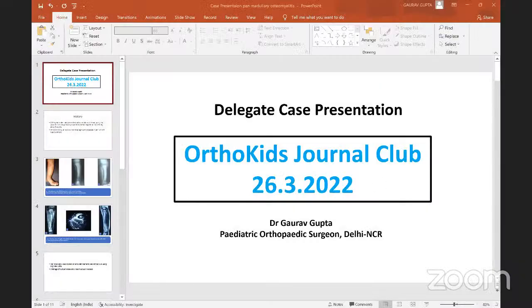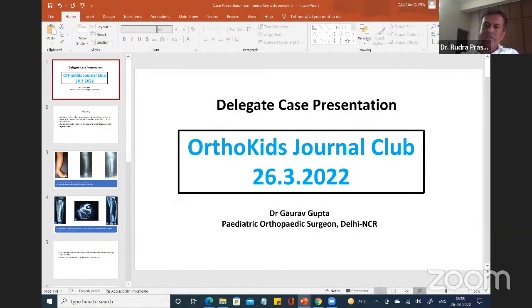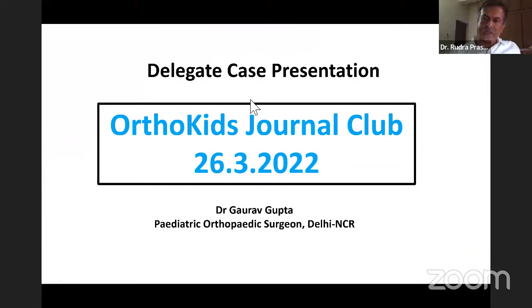Gaurav, you can share your screen. Rudra, any comment on this? Yeah, I'm just commenting on that last case, what Dr. Raman was asking, the same thing. As pediatric orthopedic surgeons, we should understand that bone formation happens because of many reasons. It should have a blood vessel, it should have a periosteum, or some kind of medullary canal, there should be something. If everything is gone, then from where does the bone come?